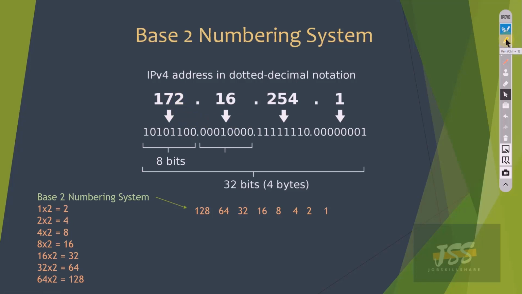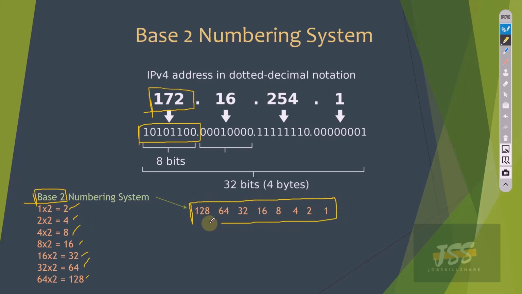By the way, the base 2 numbering system is just a table of 2: 1, 2, 4, 8, 16, 32, 64, 128. So how can we represent this 172 in this format? By converting it into the base 2 numbering system. So you have to remember this by heart.